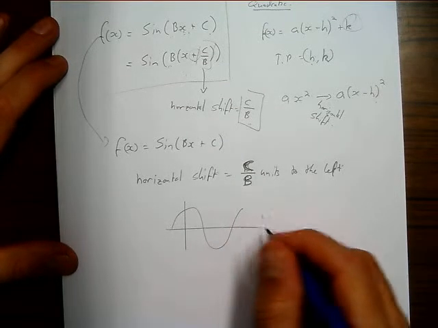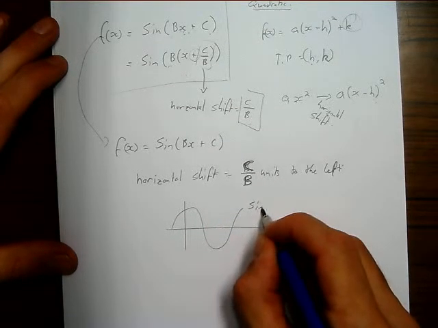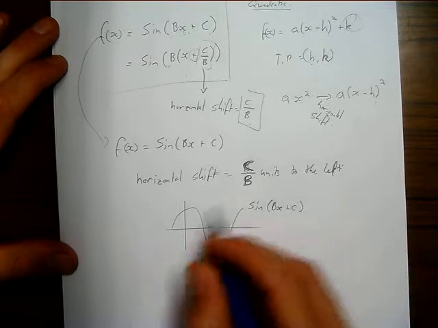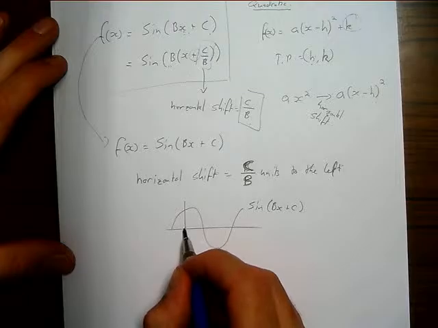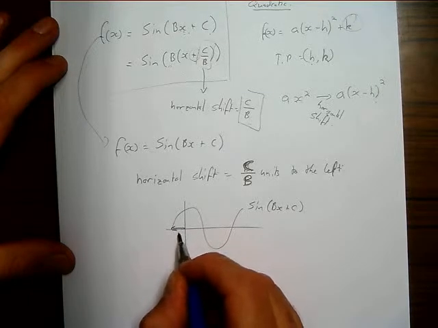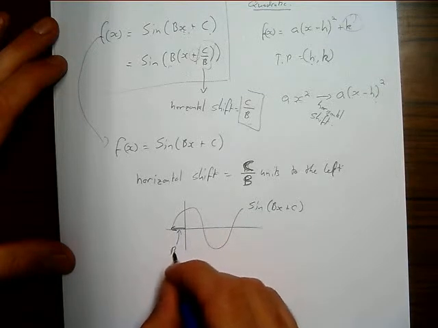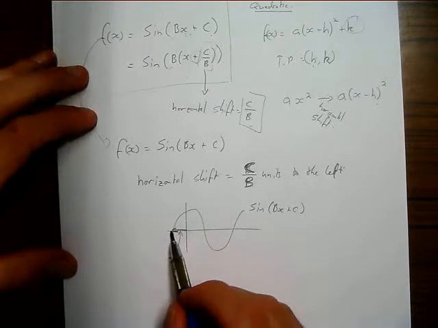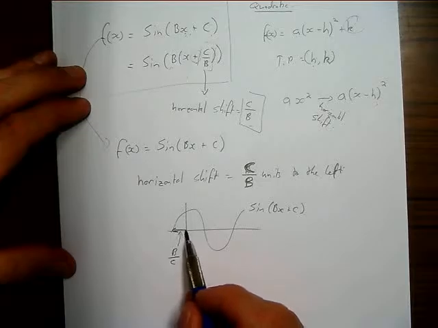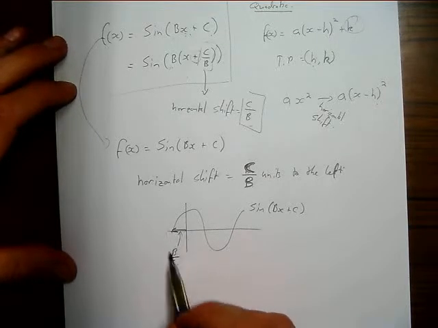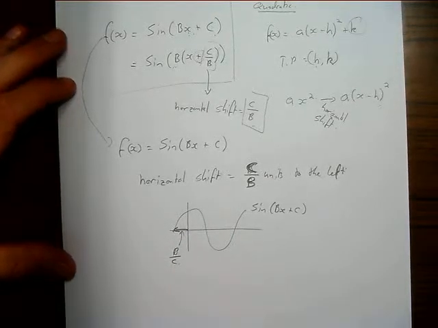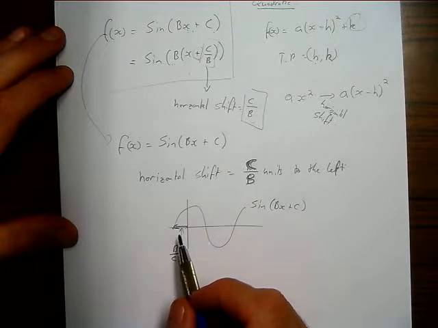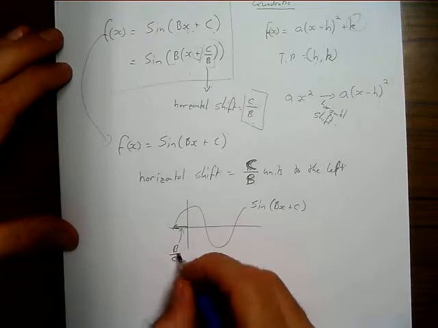Okay, so if this is sine of bx plus c, this is shifted back, and that distance there is b on c. Normally we'd start our sine graph at 0. We've shifted it to the left, b over c. That's right. If it was, it is c on b.